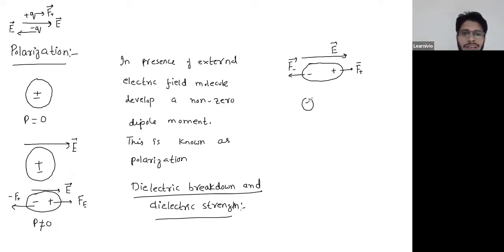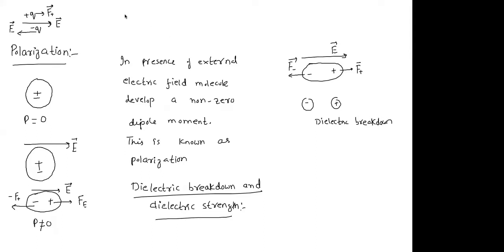this molecule breaks down. It breaks down into positive and negative charge. This is known as dielectric breakdown. And the value of electric field at which a dielectric breaks down is known as dielectric strength.